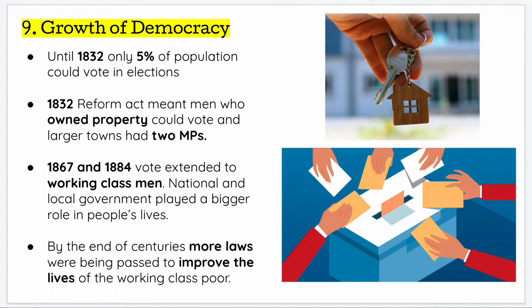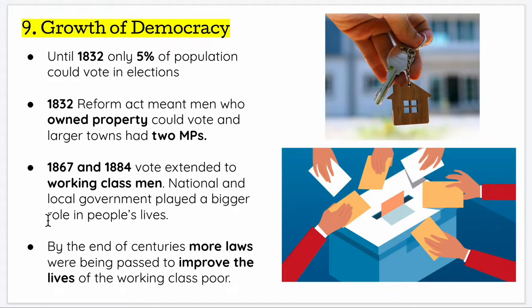So, number 9, the growth of democracy. Until 1832, only 5% of the population could vote in the election for the House of Commons, and no women were allowed to vote. Few of Britain's new industrial cities were represented by their own members of Parliament. Change came in the 1832 Reform Act, which gave the vote to men who owned a property and allowed the larger towns to have 2 MPs each. In 1867 and 1884, the vote was extended to working class men.